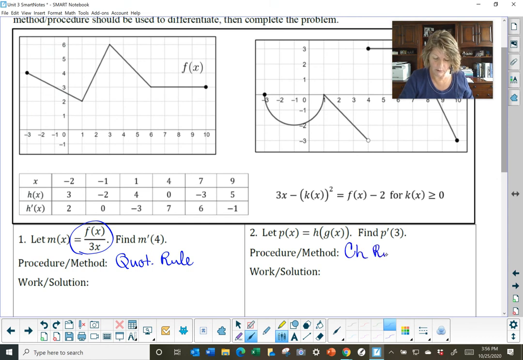If you want to abbreviate a little, please feel free to do that just so you know what you're using.